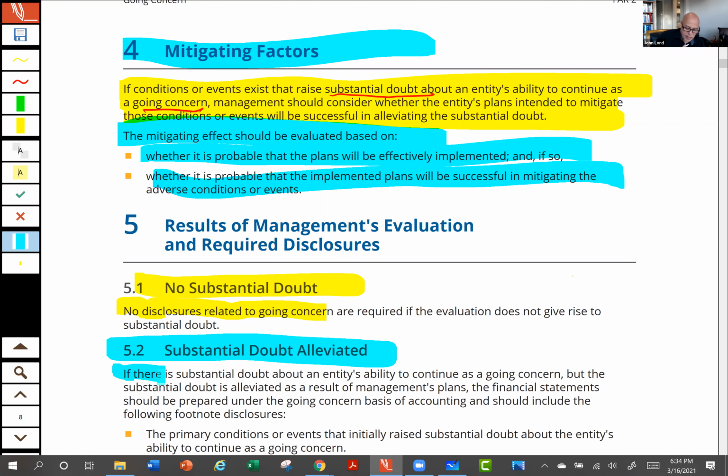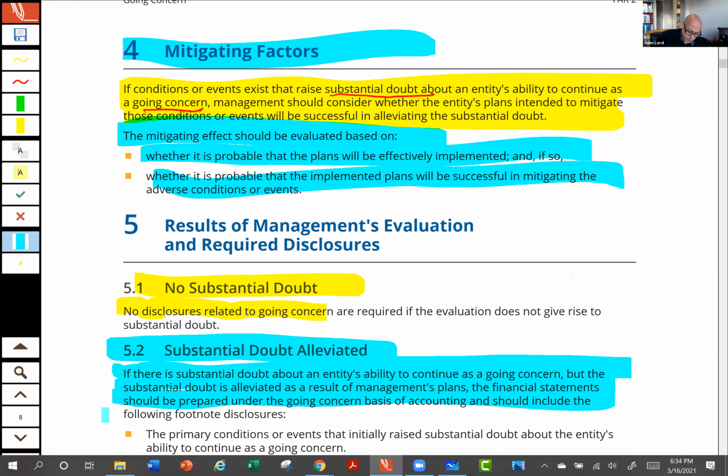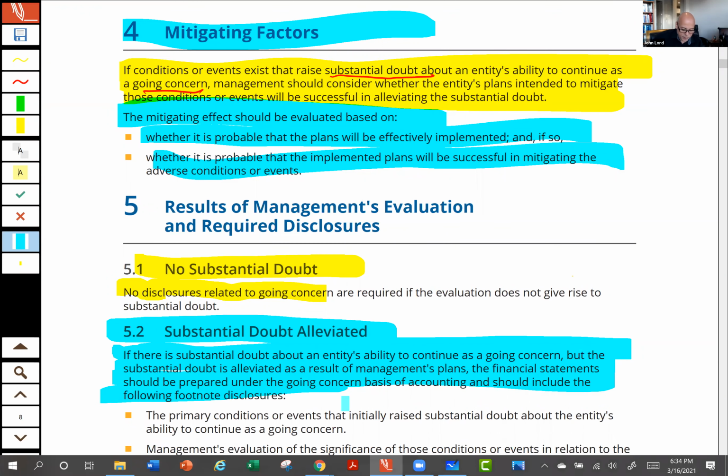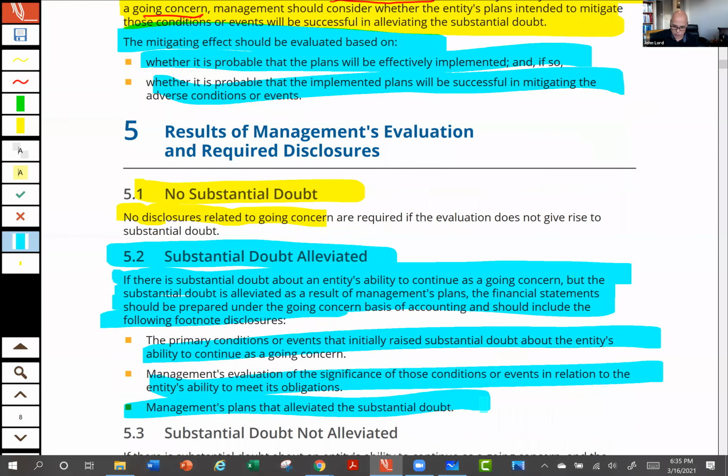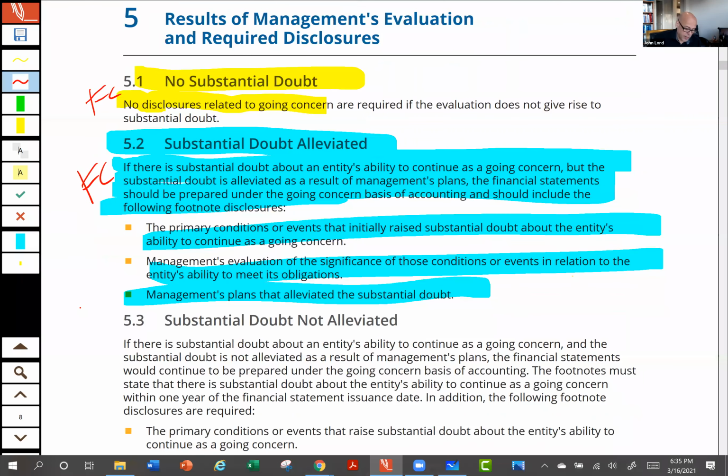Okay. If the substantial doubt is alleviated, then you would have to disclose that, hey, we had this substantial doubt, but now we have identified these mitigating actions that we can take, and we believe that those mitigating actions will alleviate the substantial doubt. Okay, so let's flashcard this. No substantial doubt, no disclosure. Substantial doubt, but it's been alleviated: disclosure, and explain how the actions, the mitigating factors that you're going to implement will alleviate that.